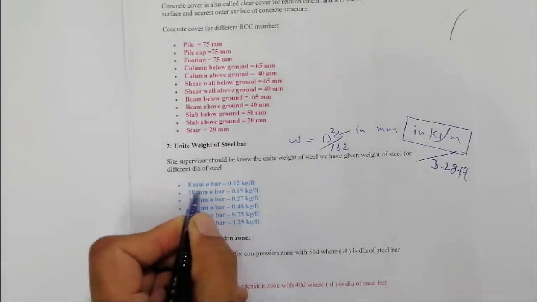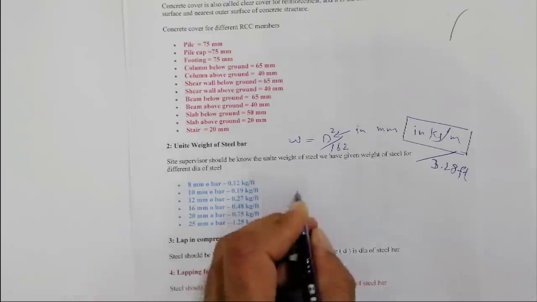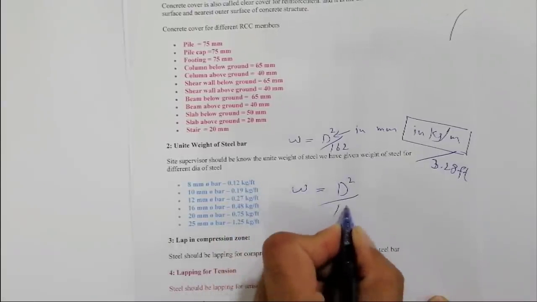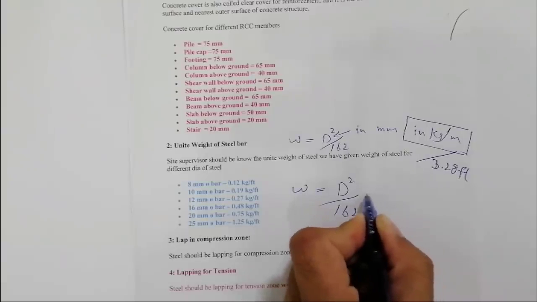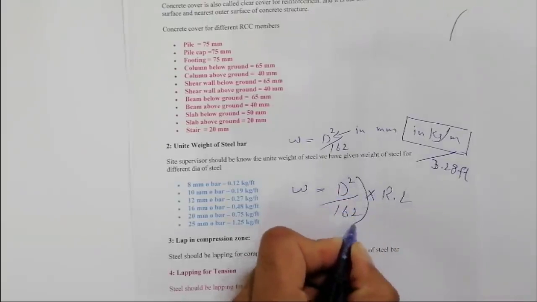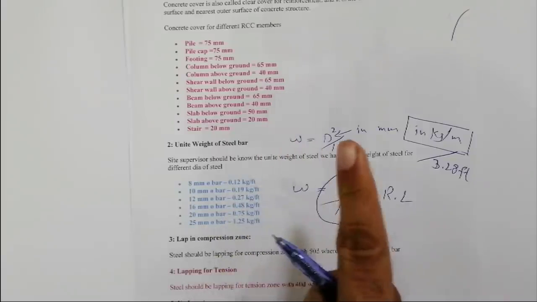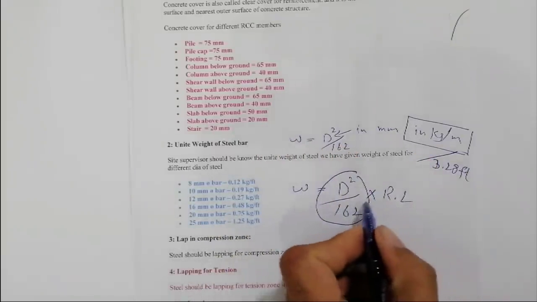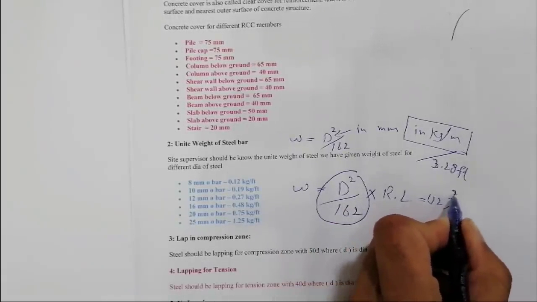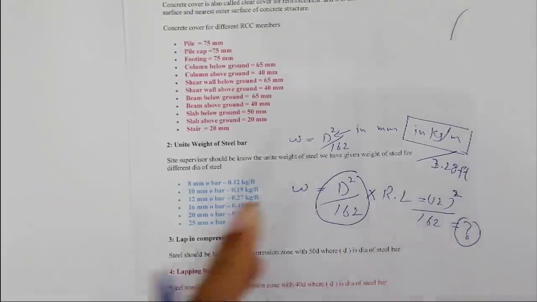You can also use this formula if you want to find the weight of steel for 10 millimeter or 12 millimeter: weight of steel is d square divided by 162. You can also multiply with the running length of steel, but this formula gives us the weight of steel for 1 meter in kg per meter, right? With d square being 12 square, divided by 162, it gives us the weight of steel. This is the formula, right?